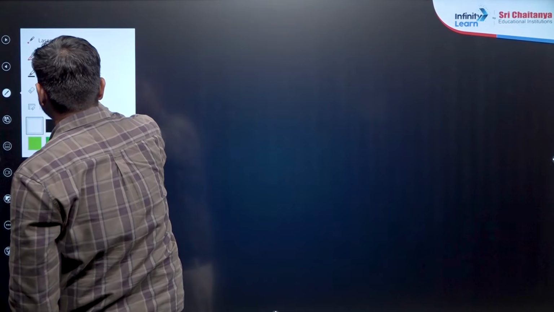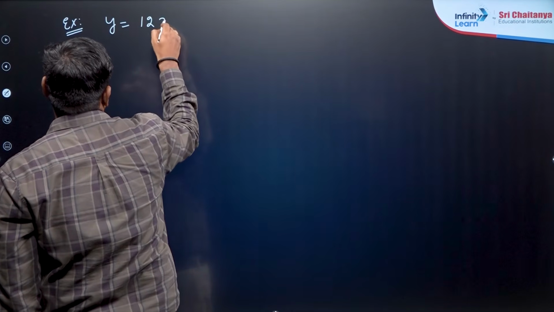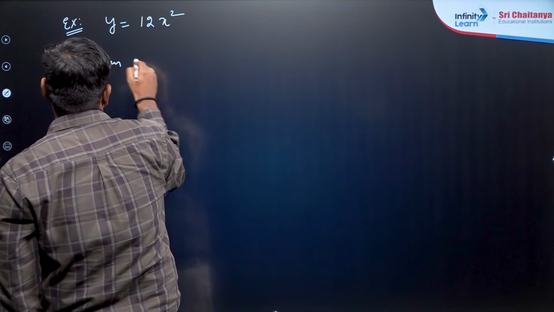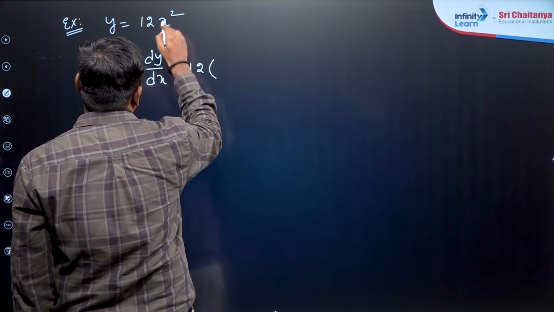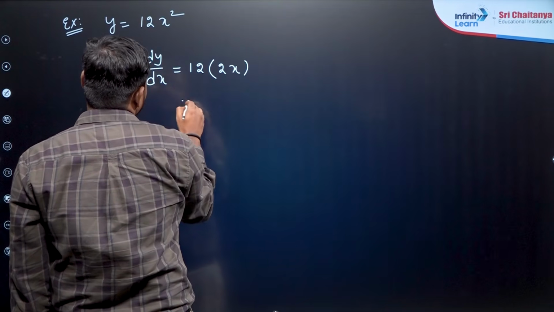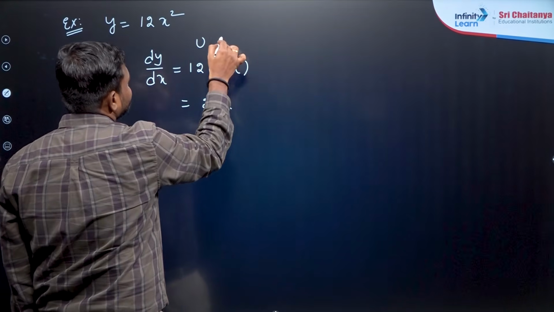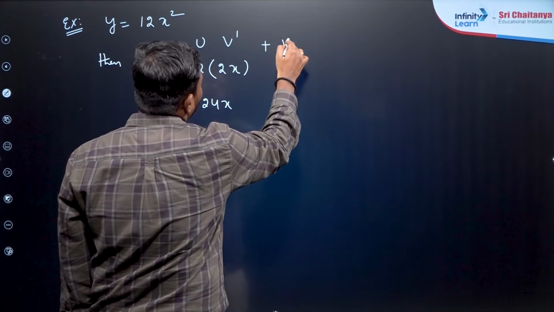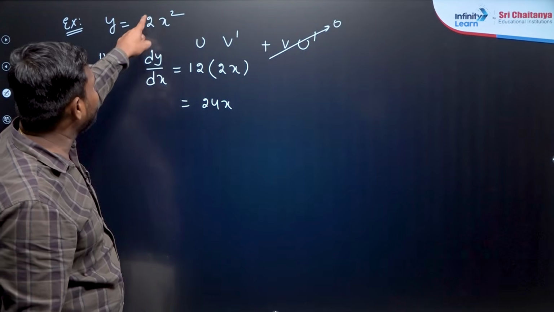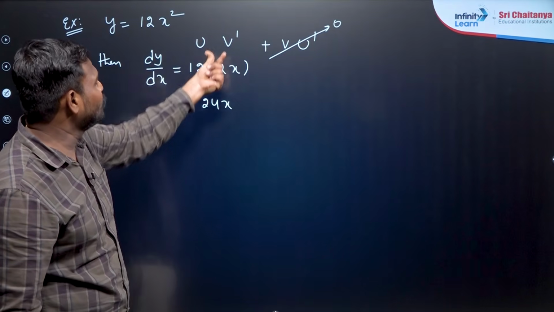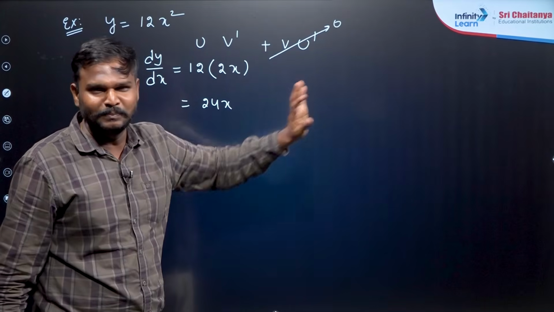We will do an example. y is equal to 12x square, let us say. Then, as I just told you, dy by dx is equal to 12 outside, derivative of x square is 2x. So the answer will become 24x. No need to do v u dash because anyway it is going to become 0. That is what I am trying to tell you. For a constant multiplied by a function, u into v dash is enough. v u dash is anyway 0 because x square stays outside and the derivative of 12 is 0.